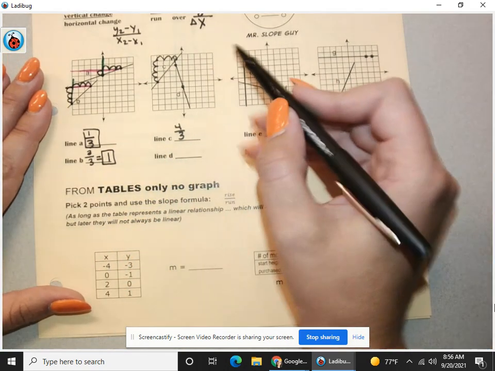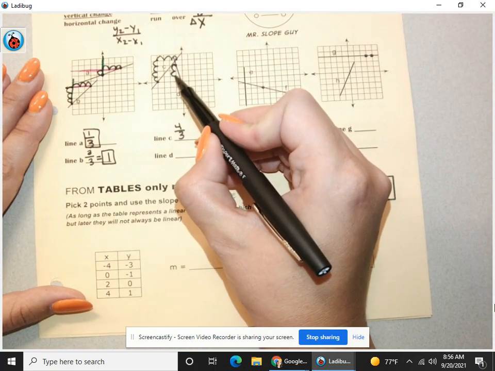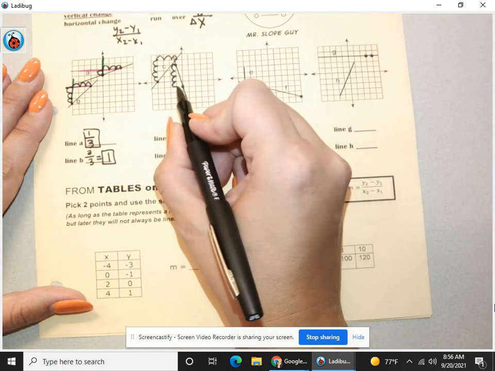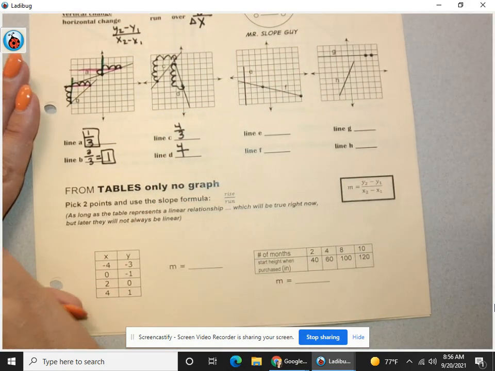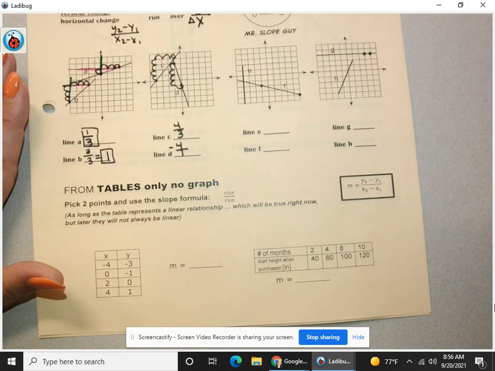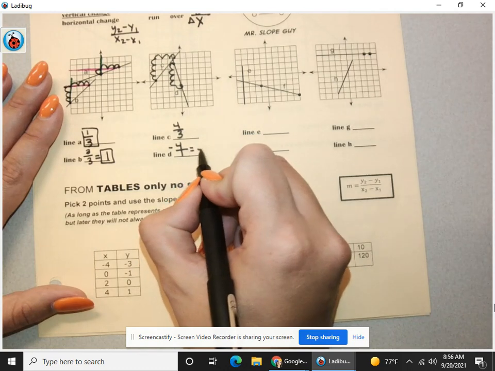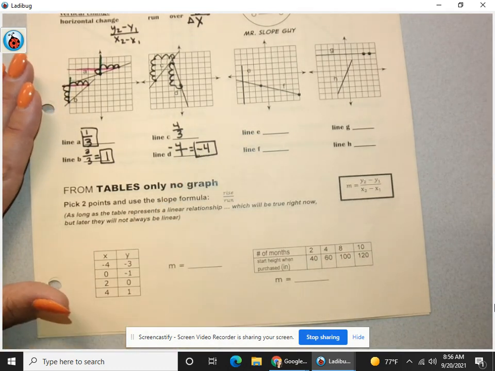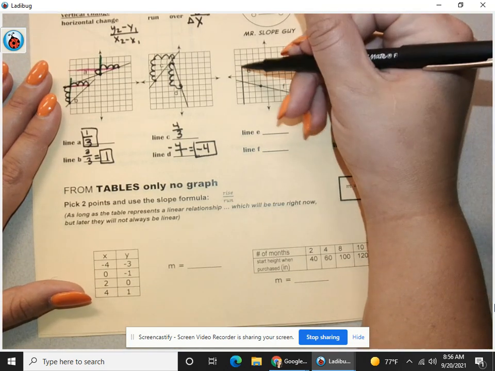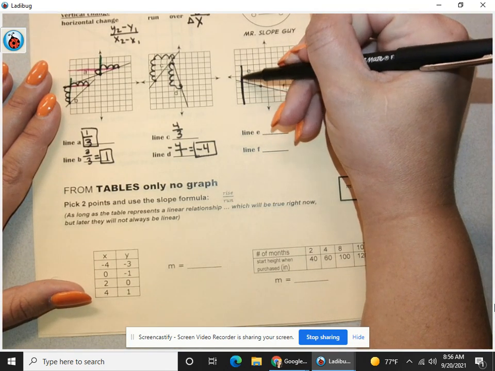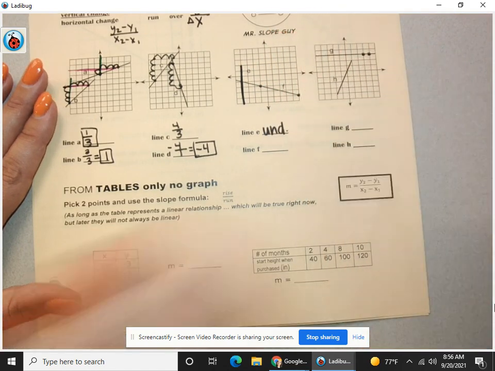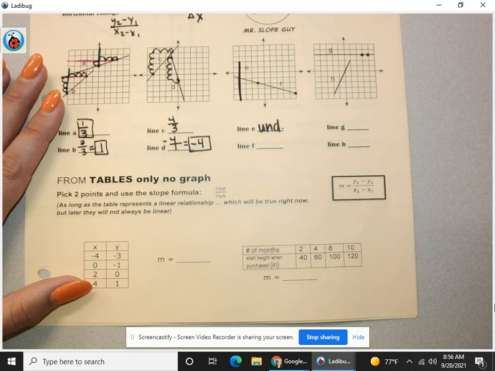Okay, line D. How much do I rise? 4. How much do I run? 1. Is it positive or negative? Negative. Does negative 4 over 1 reduce? No. So negative 4. Perfect. Any questions? No. Okay, line E. It's this line right here. What's my slope of that line? Undefined. I'm just going to put UND, undefined.